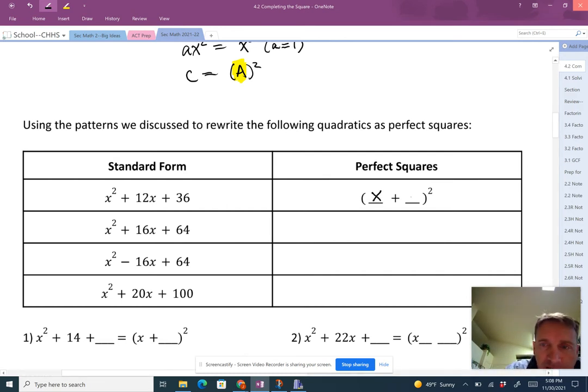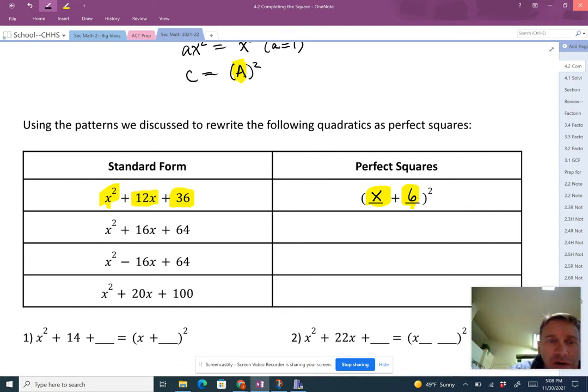x plus 6 squared. Remember, you've got x squared as your first term. If I take the first term x and I square it, that gives me x squared. If I take 6 and I square it, I get 36, the last term. And if I take 6 times x, that's 6x, and then double it, I get 12x. So that's sort of how this works.